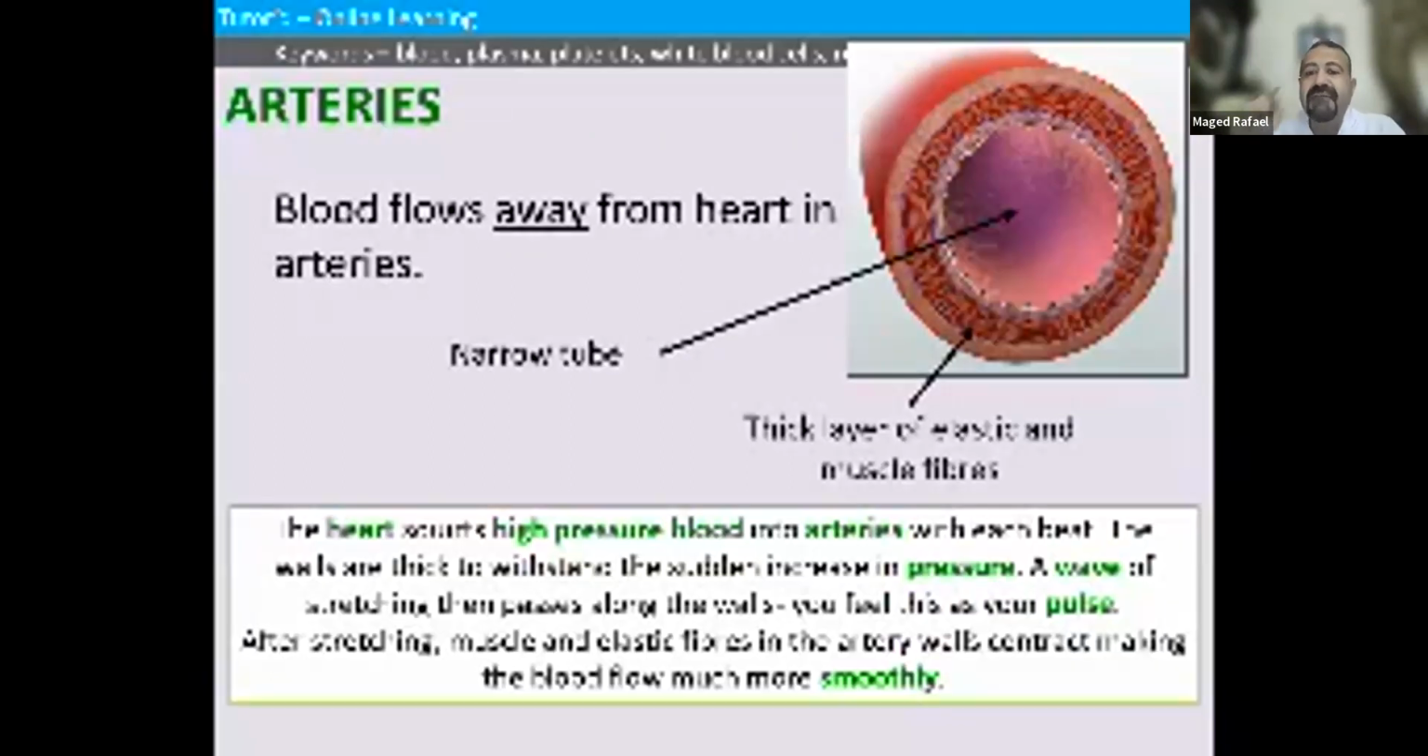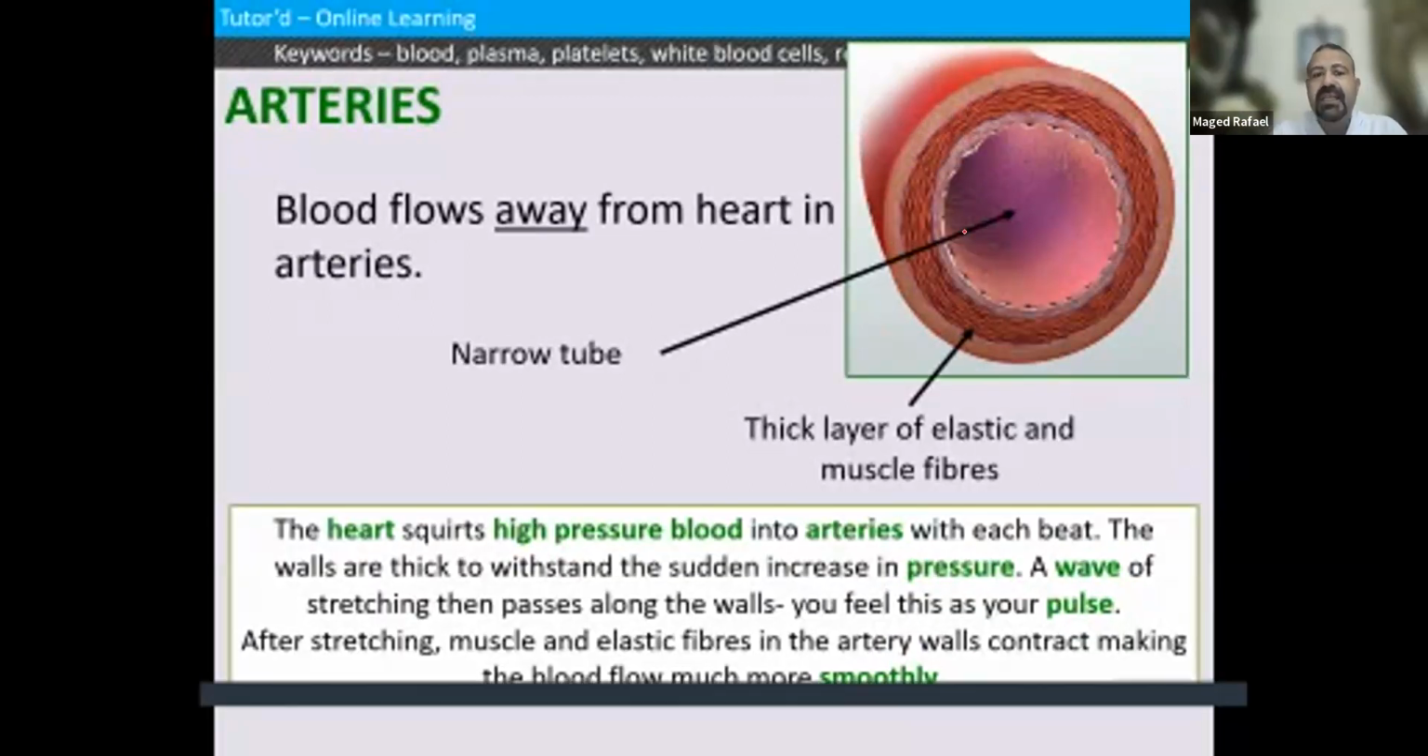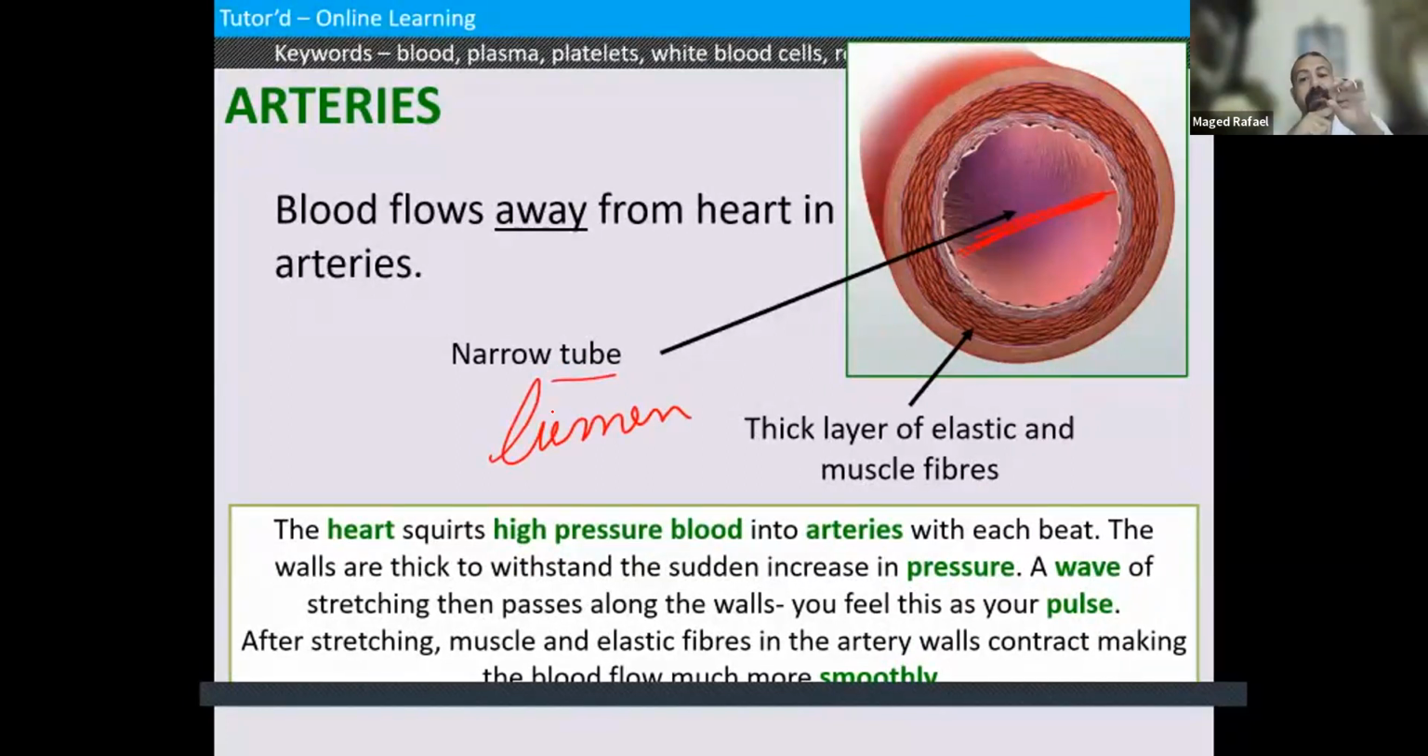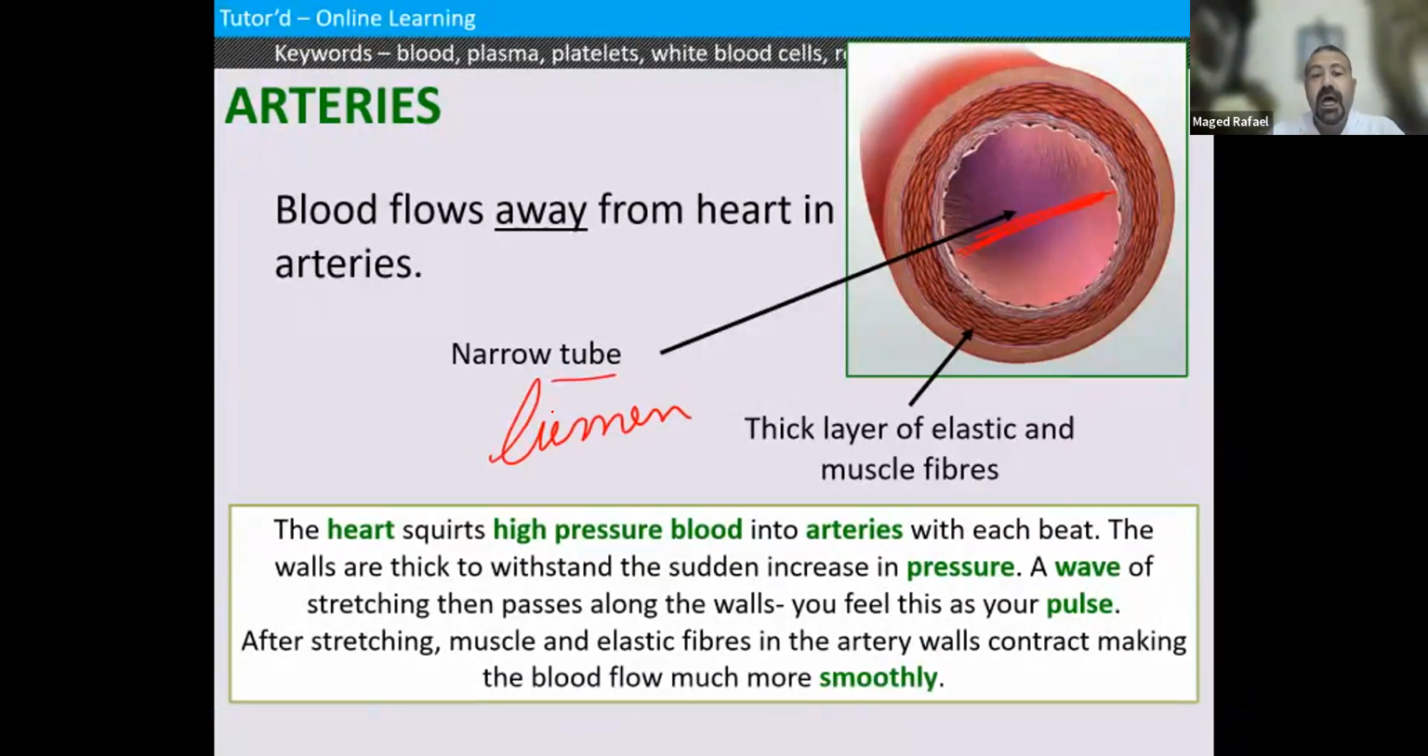As you can see, we have a thick layer of elastic and muscle fibers, and we have a narrow lumen. This is called a narrow tube or narrow lumen. Why? Because we need the blood to go under high pressure, so the lumen that passes all of the blood is really narrow. So the heart usually sends the blood through arteries under high pressure in each beat.